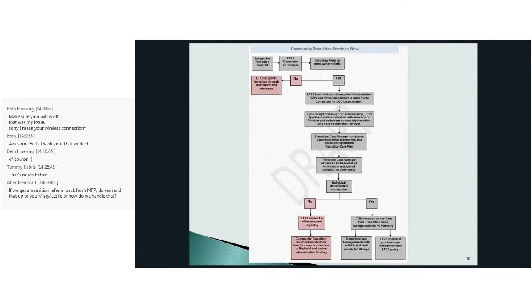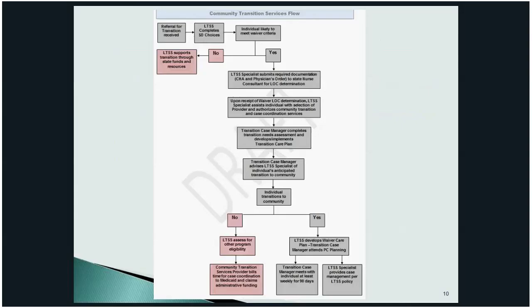So this is just kind of a flow chart of how we anticipate the community transition working. Essentially, we'll get a referral for transition. We would complete the South Dakota Choices screen unless we need to refer them back to MFP, but we'll say we did that already. If, according to that South Dakota Choices screen, it looks like the individual will meet the waiver criteria, we would move forward with getting a preliminary level of care from the nurse consultant manager, and then move forward, as you'll see in the chart here.